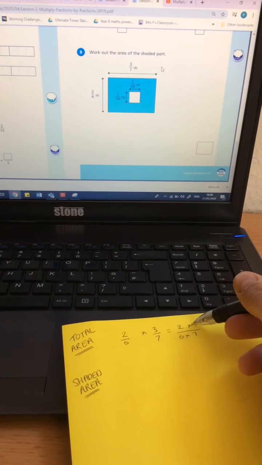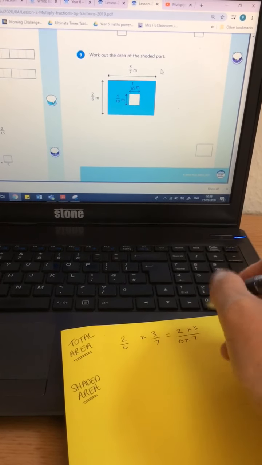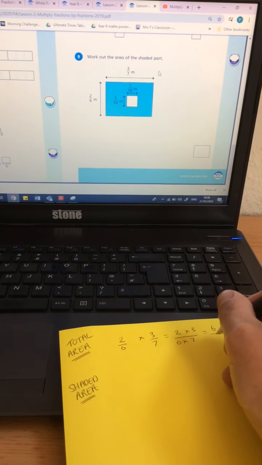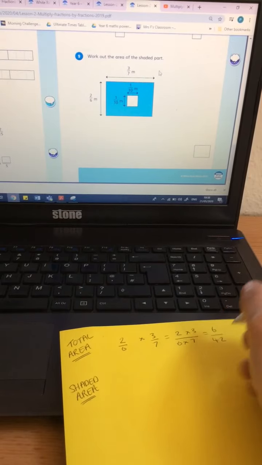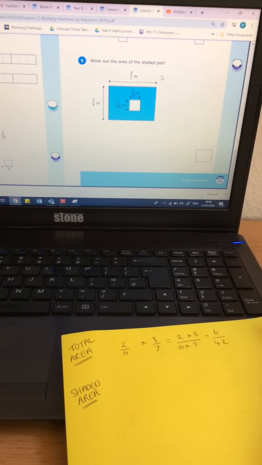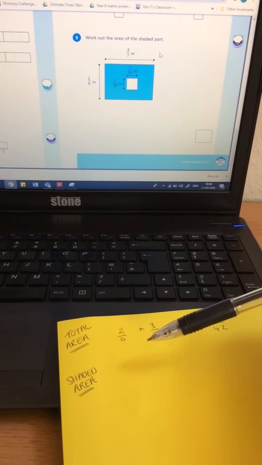So we set it out like this. Multiply your numerators together, multiply your denominators together. 2 times 3 is 6, and 6 times 7 is 42. And I leave that as it is. Okay, I don't need to simplify at this point. I could if I wanted to, but I'm just going to leave it as it is.